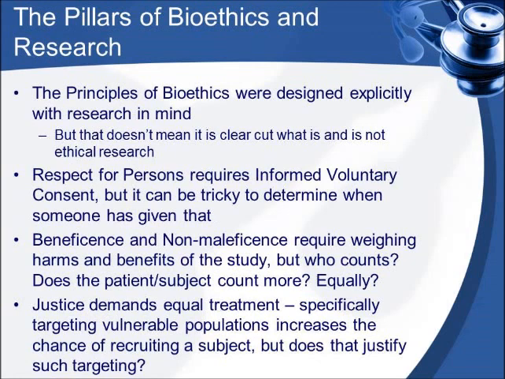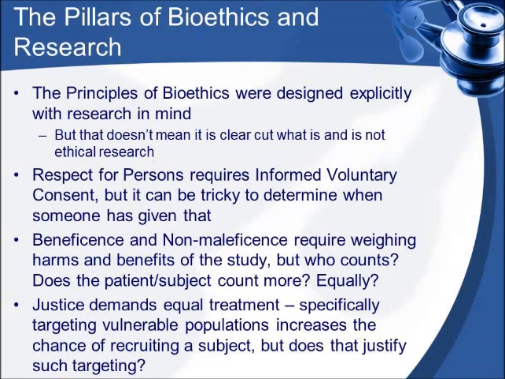Well, first, respect for persons. Respect for persons, or respect for autonomy, requires informed voluntary consent. But as we saw, it can be very tricky to determine when someone has actually given informed voluntary consent. Additionally, beneficence and non-maleficence require weighing the harms and benefits of the study. But there are questions about who counts and how much people count.